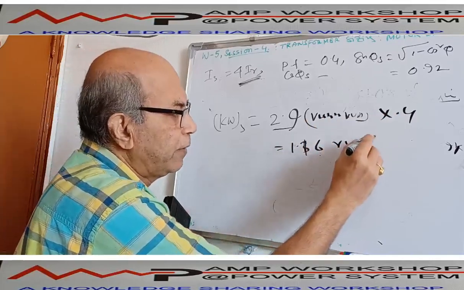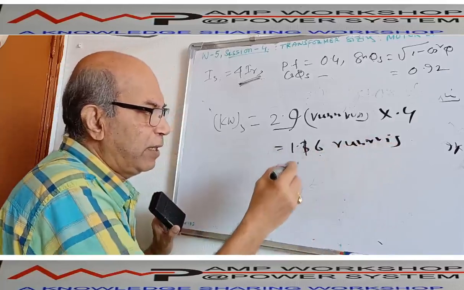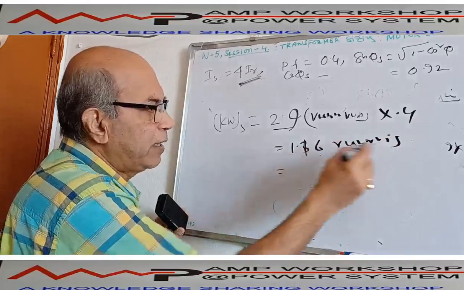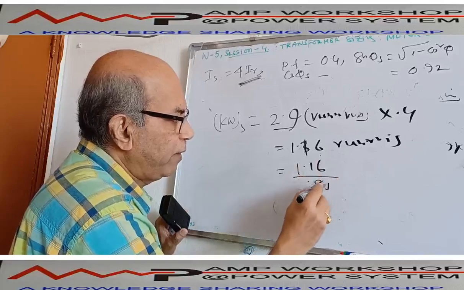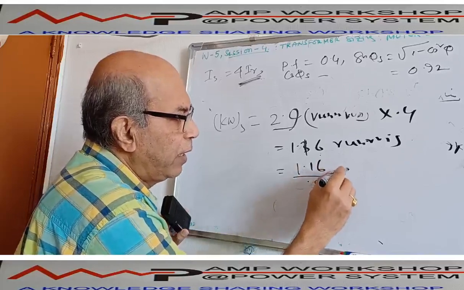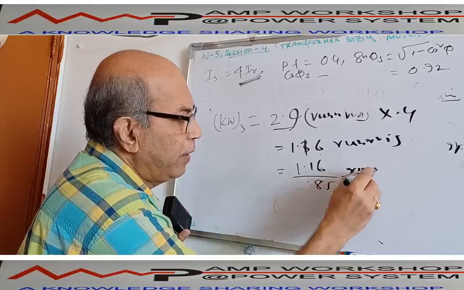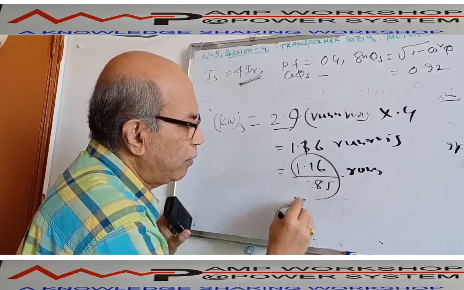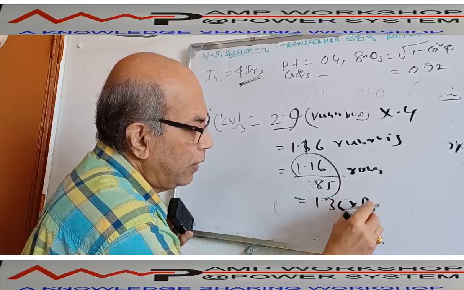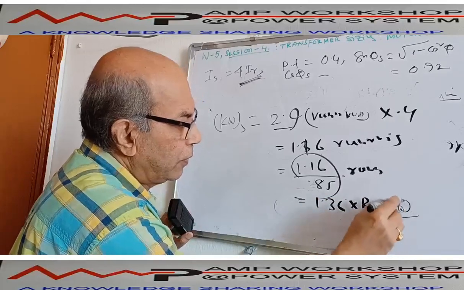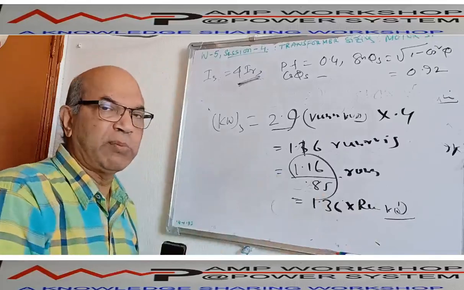1.16 running KVA. And if you calculate kilowatt, how much will it be in terms of running kilowatt? 1.16, running power factor 0.85. If you divide by 0.85 it will be into running KVA. This will be the running kilowatt, that is equal to 1.36 into running kilowatt. So the starting kilowatt is about 36% higher than the running kilowatt.